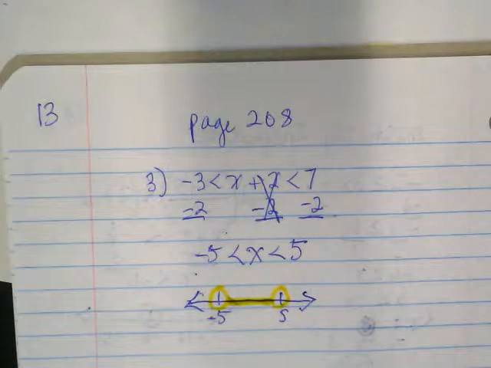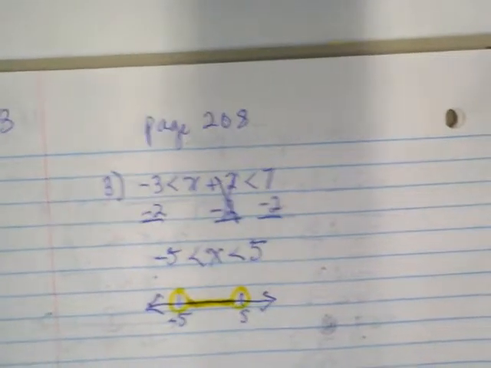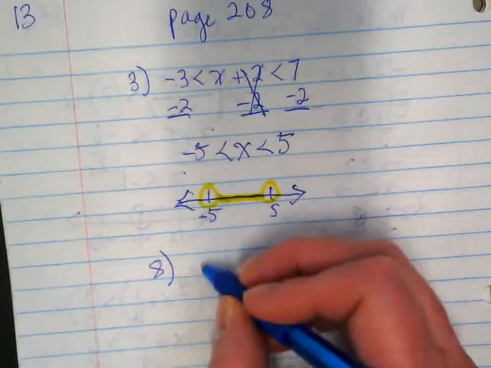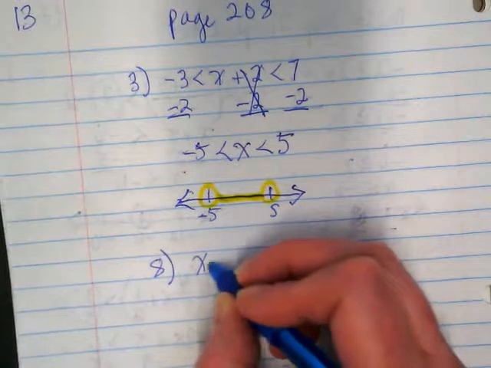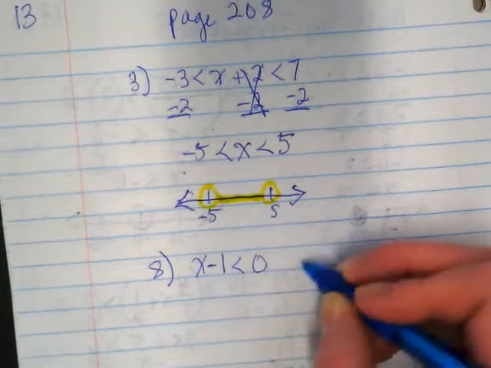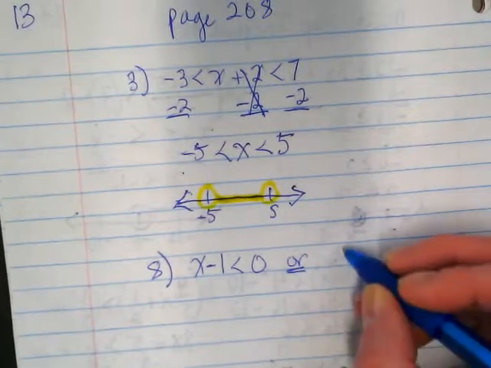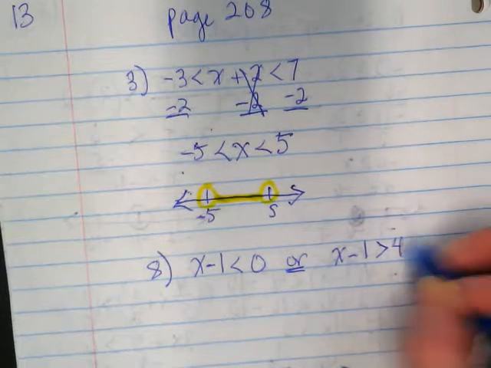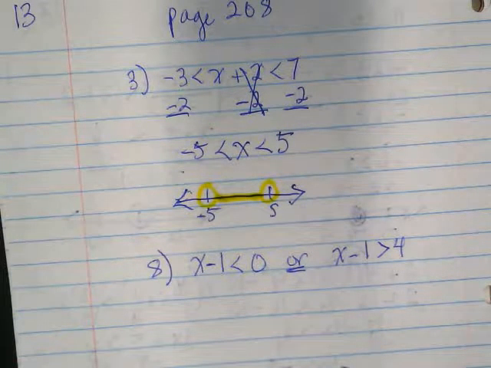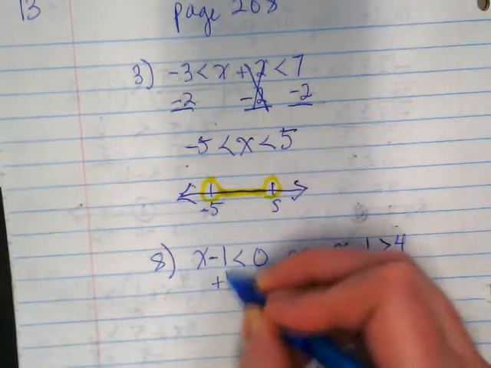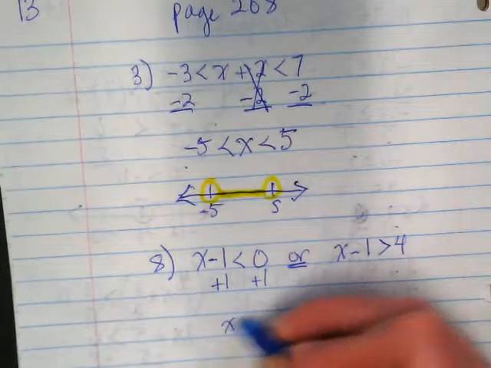We'll do another example that's a little bit different. Let's try number 8. I'm going to use the variable x. Okay, we have 2 different inequalities here with an or in the middle. We're going to simplify both and get the variable by itself.